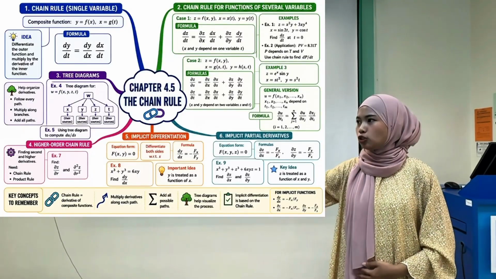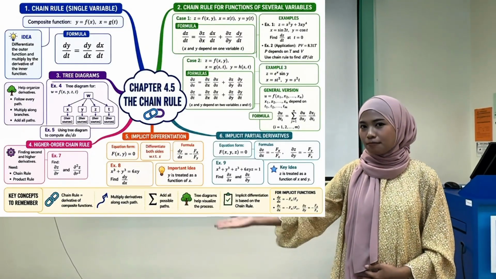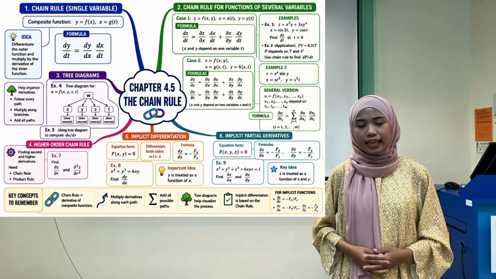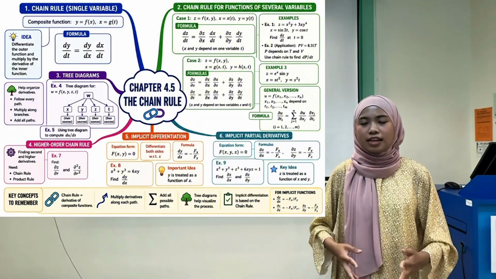In conclusion, the chain rule is an important technique in multivariable calculus. Some important formulas discussed in this presentation are the 2-variable, 3-variable, and implicit differentiations. Overall, the chain rule is widely used in mathematics, physics, engineering, and many real-life applications.